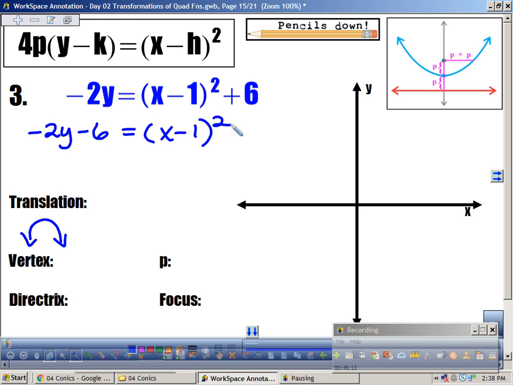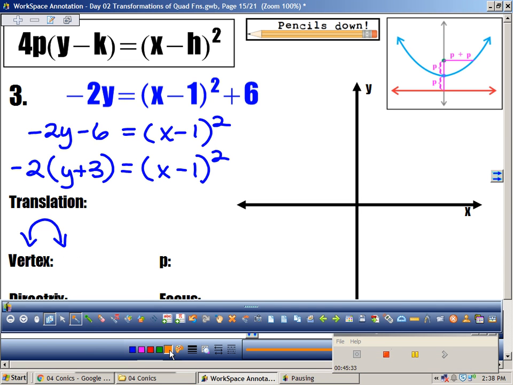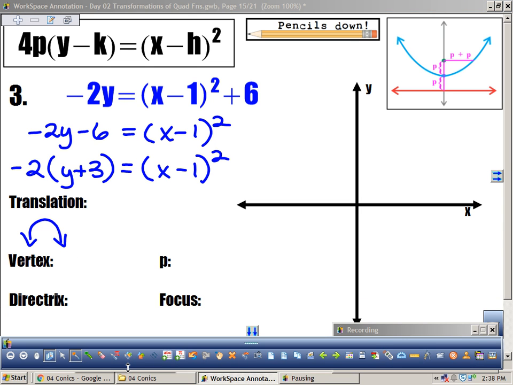You subtract it. But what's going on here? That doesn't look like that. So what could I do? Factor out negative 2, and I would have y plus 3. Now does it look like you need it to look? So make sure you have that on your homework. So it's pointing down.